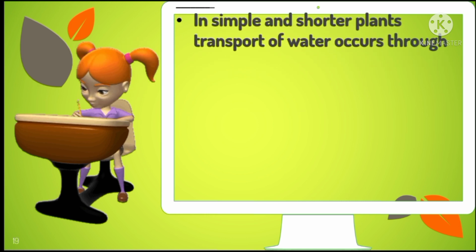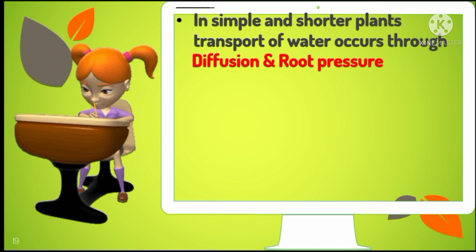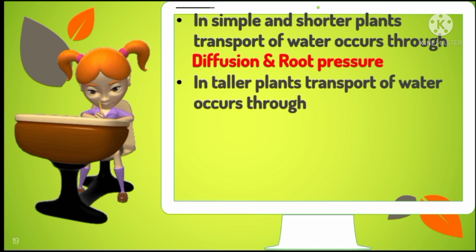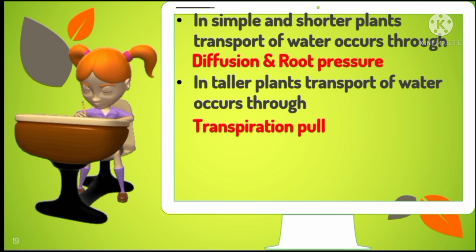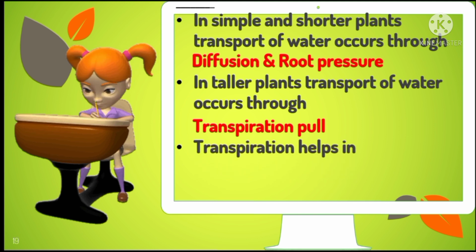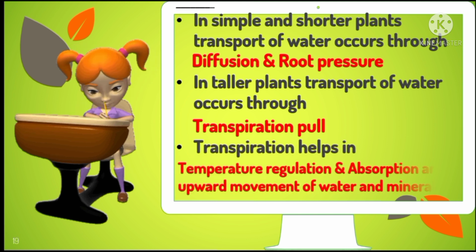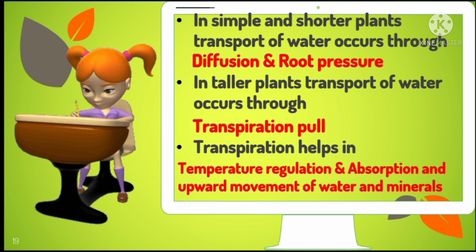In simple and shorter plants, transport of water occurs through? Yes, diffusion and root pressure. In taller plants, transport of water occurs through? Yes, through transpiration pull. Transpiration helps in? Yes, temperature regulation and absorption and upward movement of water and minerals.